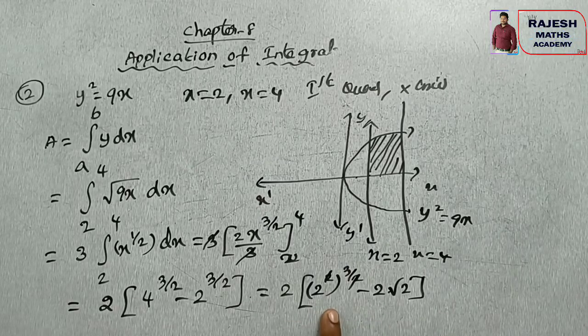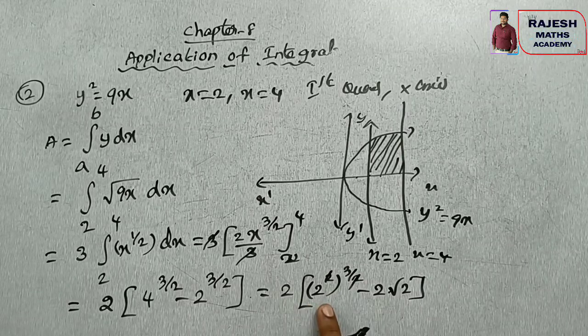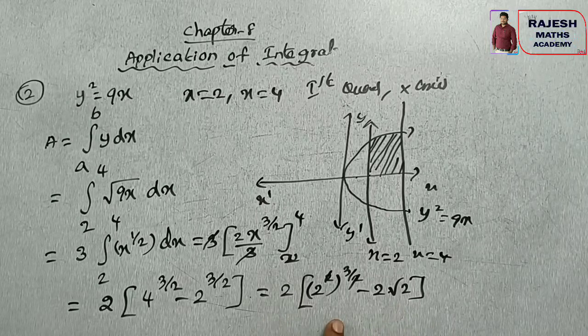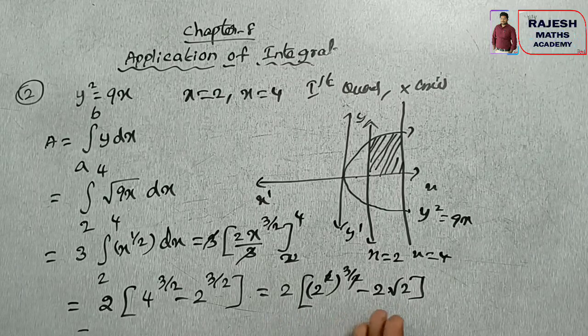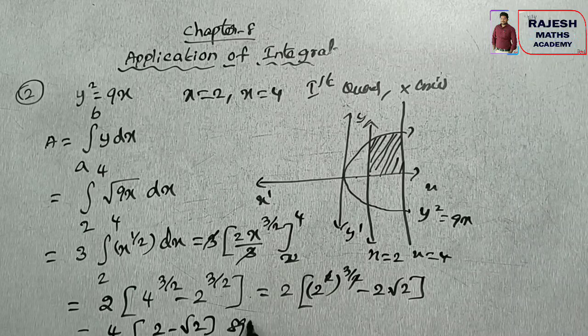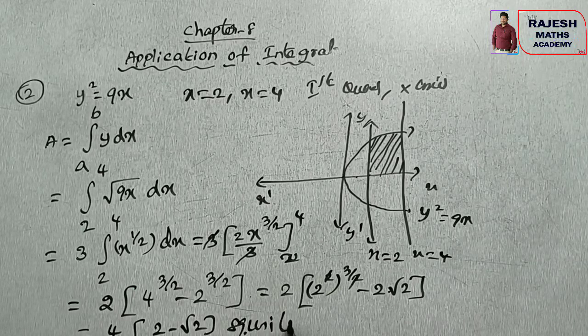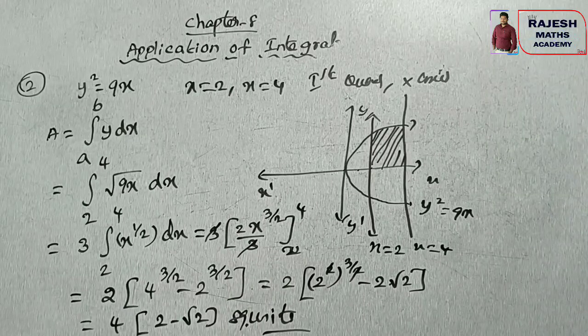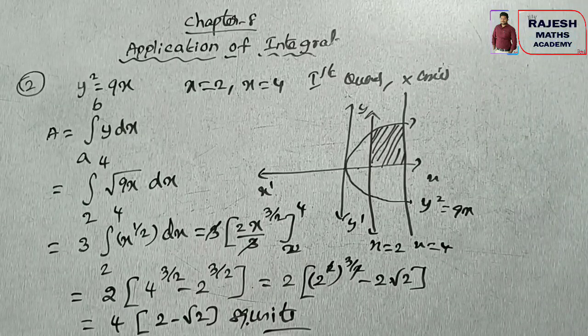So we are simplifying: 2 into 8 minus 2 root 2, multiplying the 2 inside, or we can take 2 outside. So 4 into 2 minus root 2 square units, 4 into 2 minus root 2 square units is the answer. Clear? Okay, next question, question number 3.